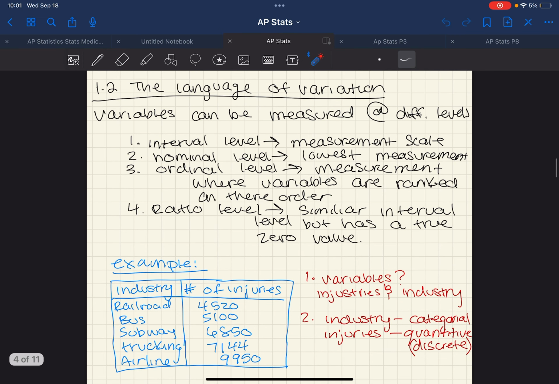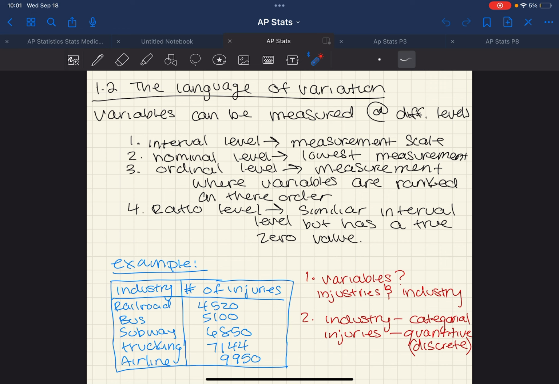Okay, 1.2, the language of variation. Variables can be measured at different levels. So we have the first level, which is the interval level, and that is a measurement scale. So a scale that includes an interval. So let's say we're measuring from 5 minutes to 8 minutes.